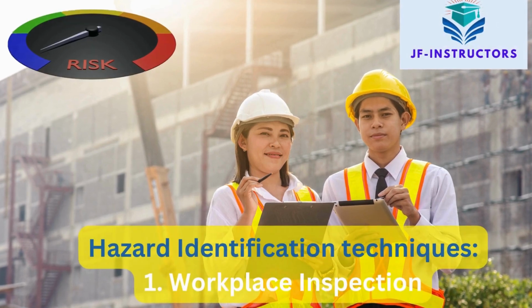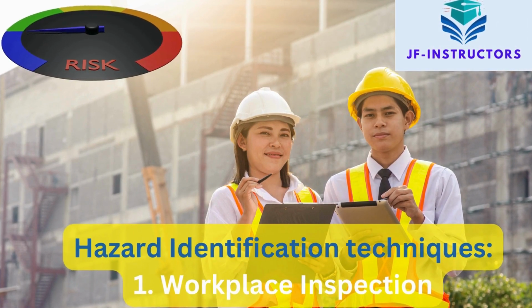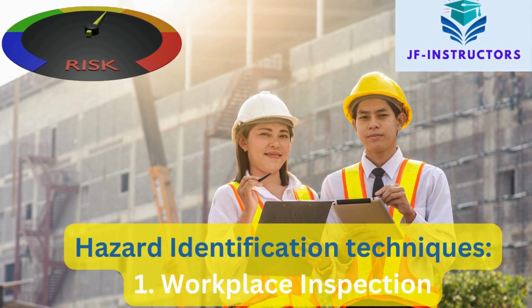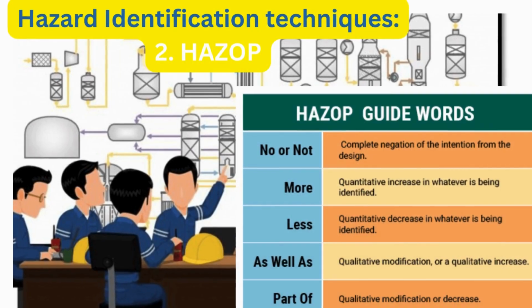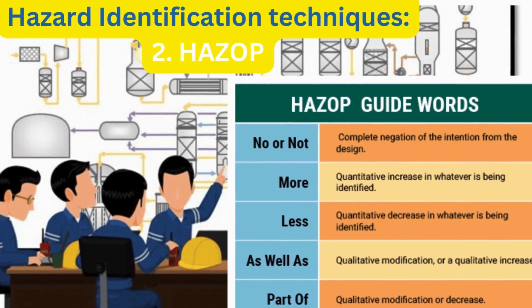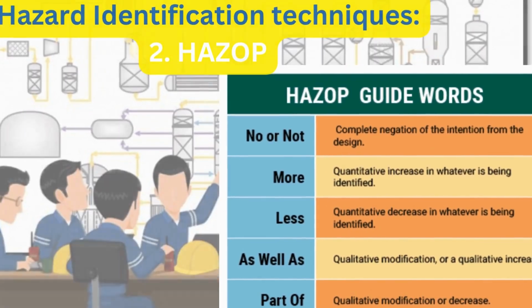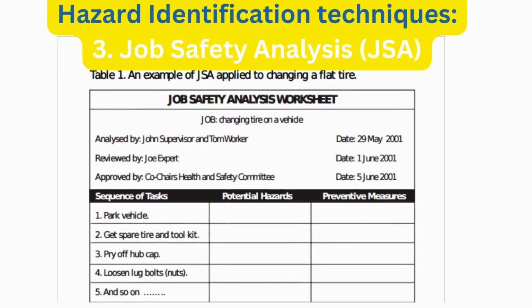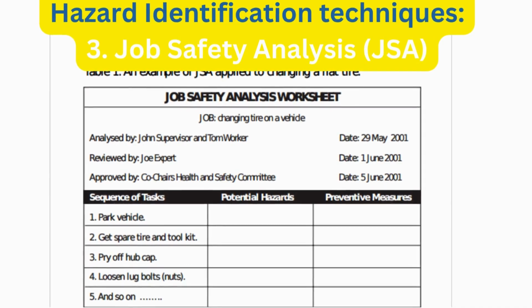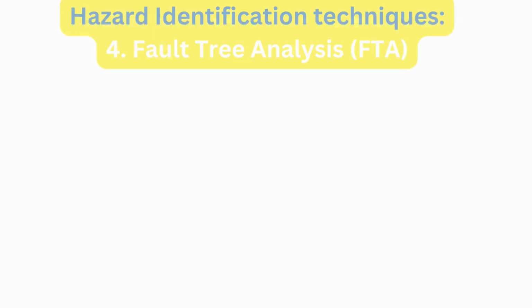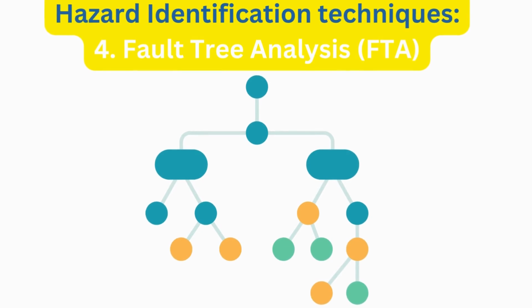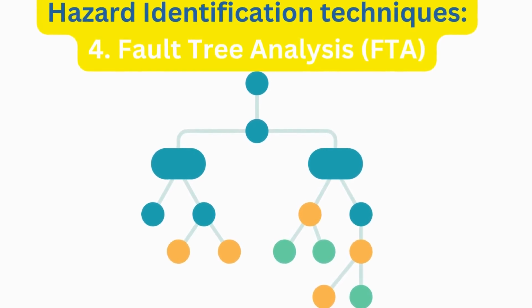These include: 1. Workplace inspections. This is systematic examinations of the workplace to uncover potential risks. 2. Hazard and Operability Study, HAZOP, which is a structured analysis of processes to identify deviations that could lead to hazards. 3. Job Safety Analysis, JSA. This is breaking down job tasks to uncover risks associated with each step. 4. Fault Tree Analysis, FTA. This is a top-down approach to understanding the root causes of failures.